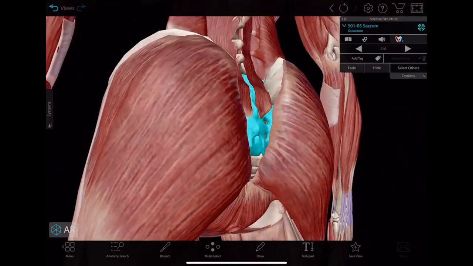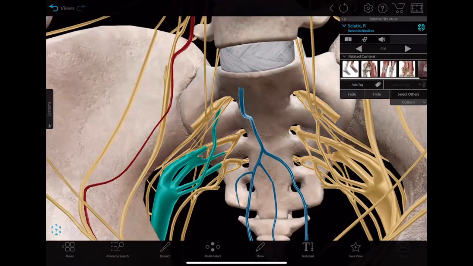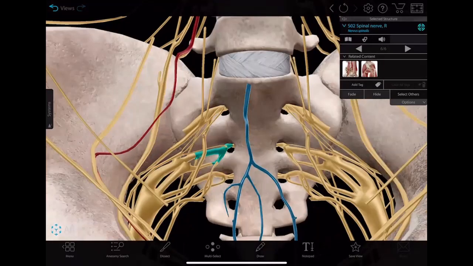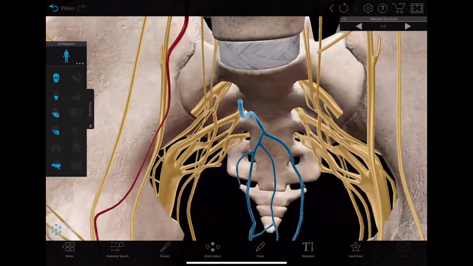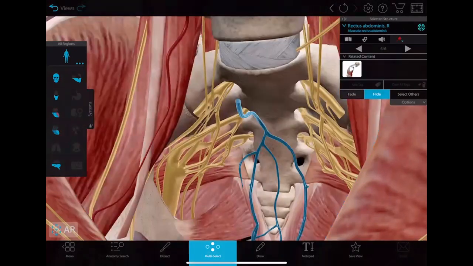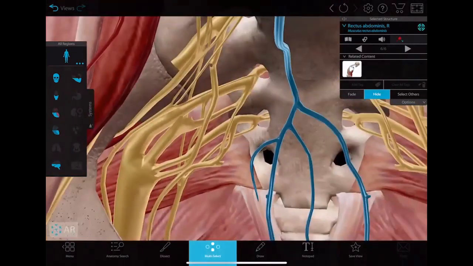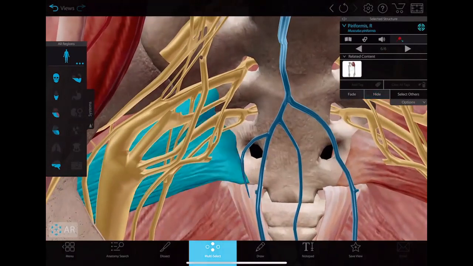You see, these are the different structures, the sacral plexus and sciatic nerve. These are the spinal nerves, S2. This is S1, and this is S3, S4. This is right. You see how they are emerging. If we add muscles and multi-select, you see these spinal nerves are coming in front of the piriformis muscle, right?